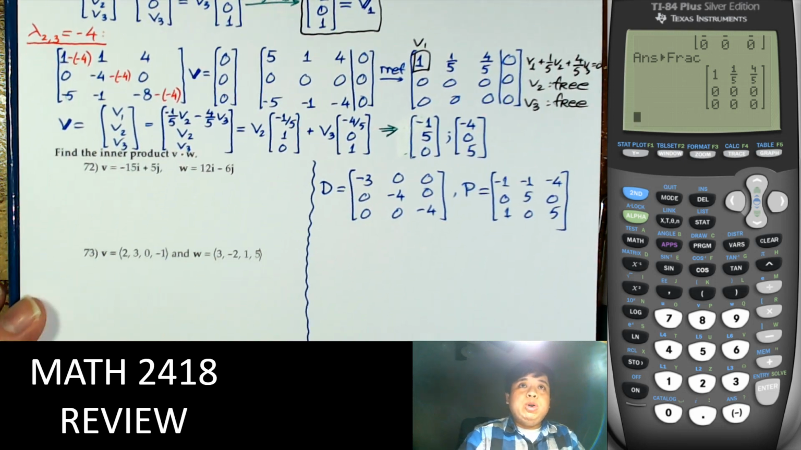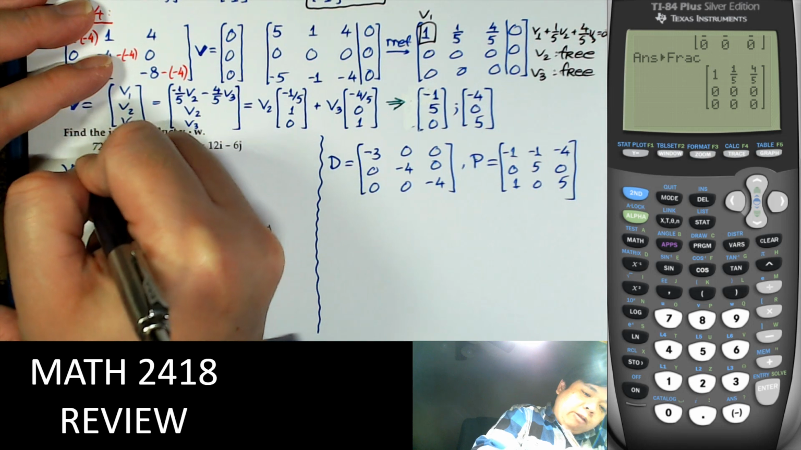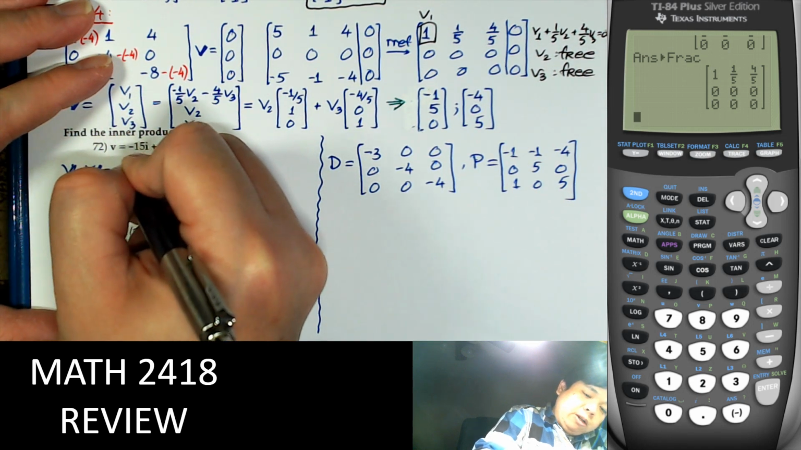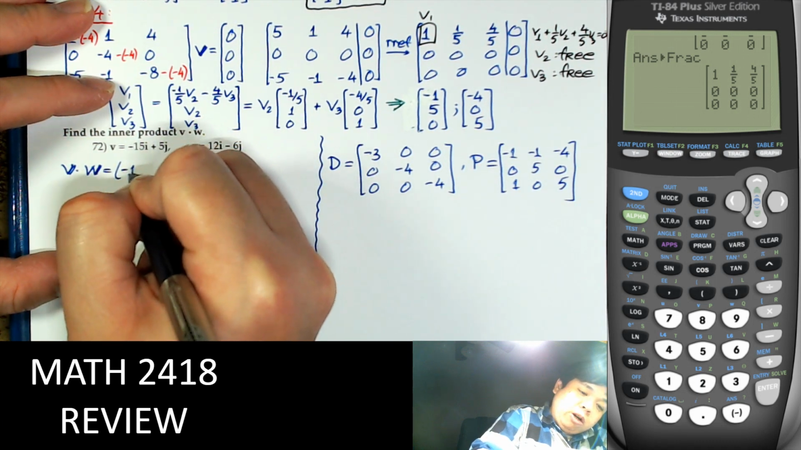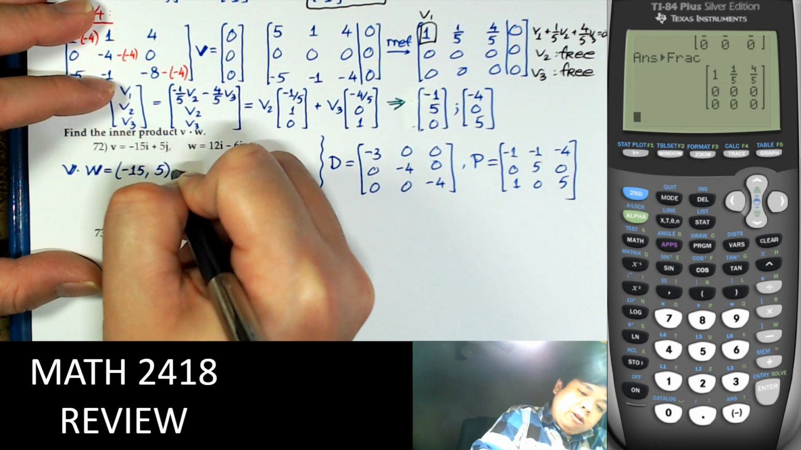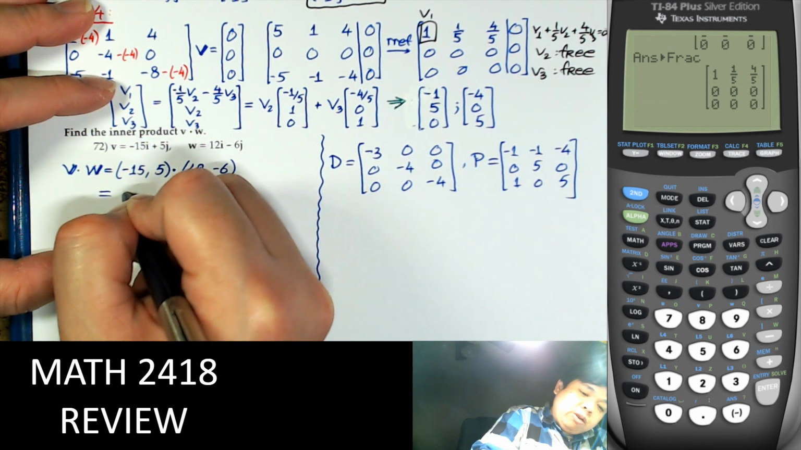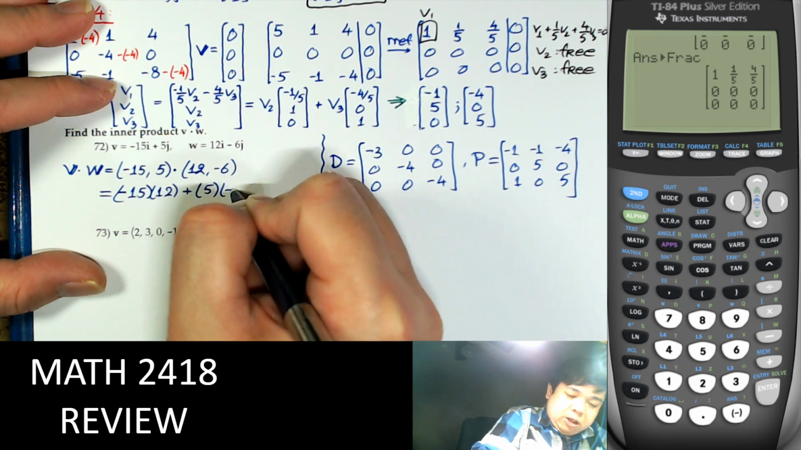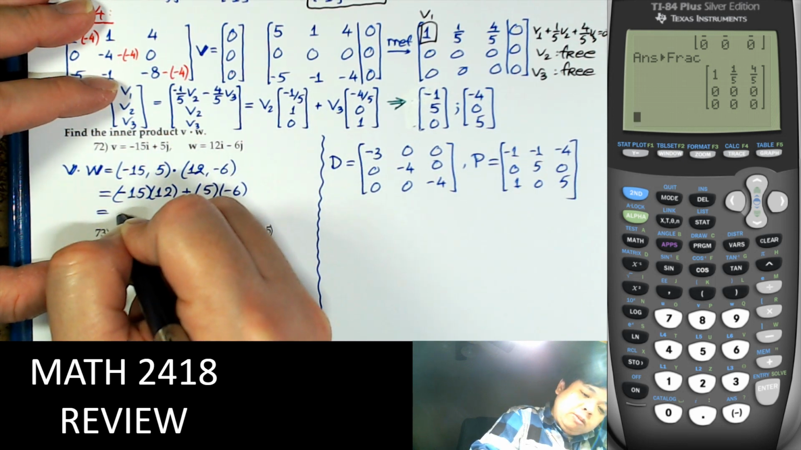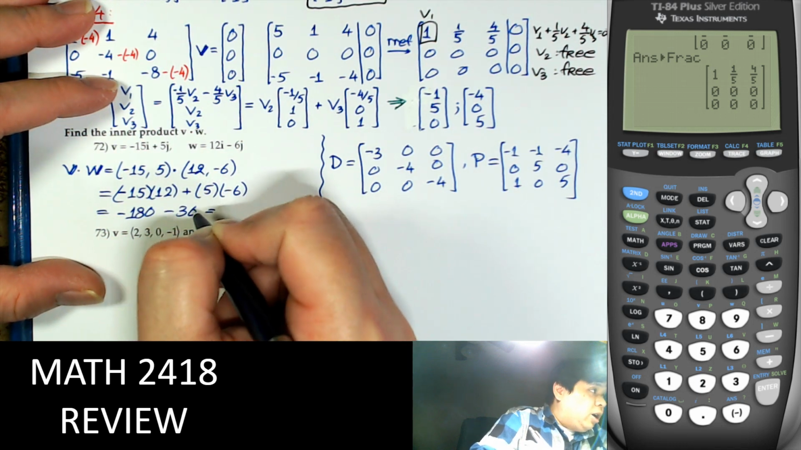Next two problems I will do together. That's simple enough. Just the inner product, v dot w. So if we write it like that, we can say two components, 15 and 5, dot 12 and negative 6. So the first with the first plus the second with the second. Negative 210.